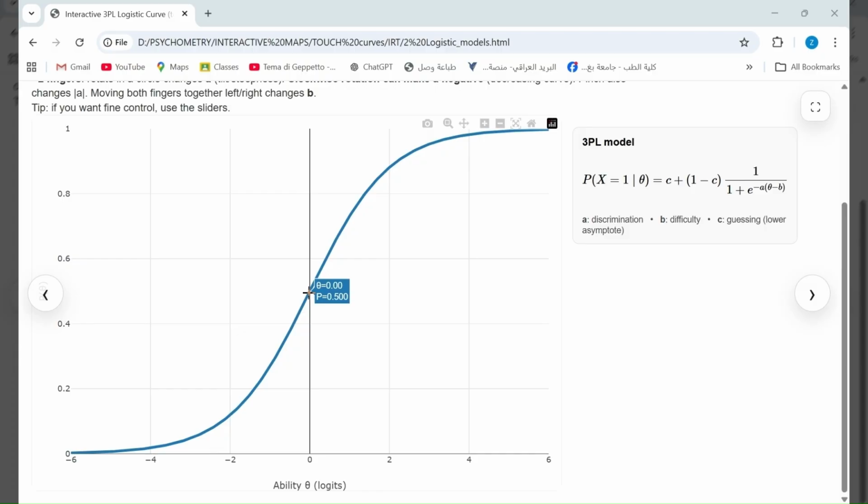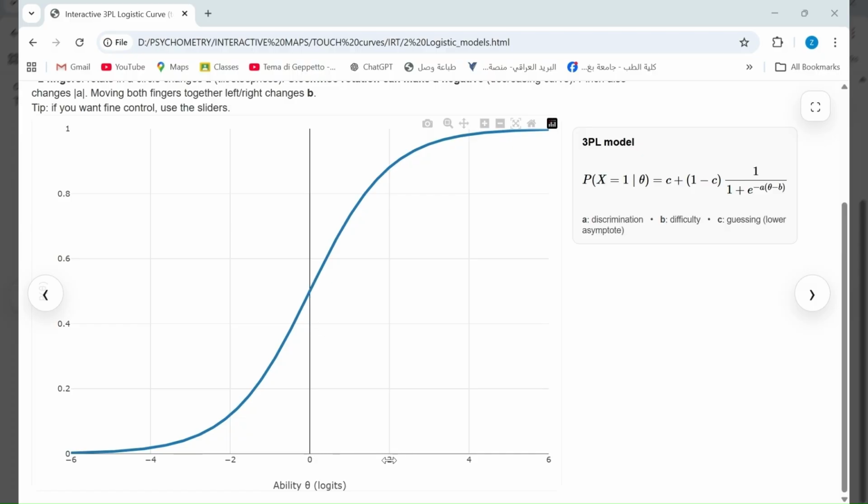It means that if I have, for example, 100 students, all of them with ability zero logits, then 50% of them will answer this question correctly, which is the first question, as we said here. We chose it to be the first question. So 50% will answer correctly and 50% will answer wrong. So that's what the curve means.